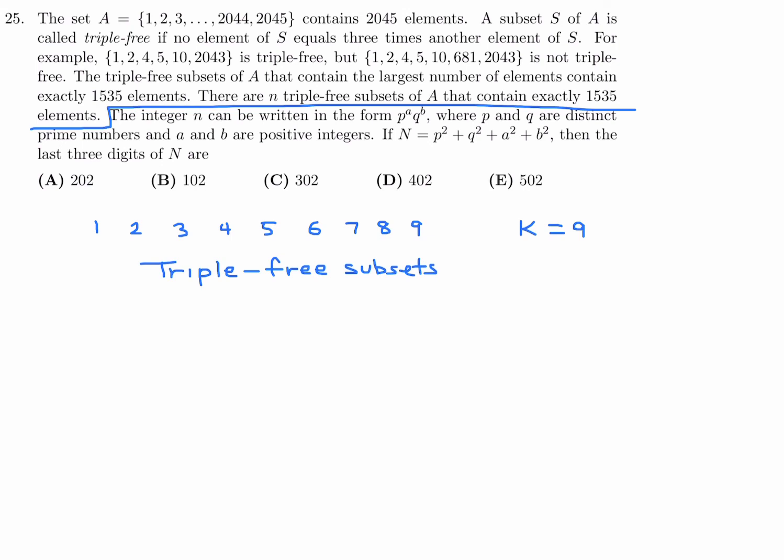Here we go. What you do is you break up this into different groups. The first group starting with 1 and triples. So 1 times 3, 3 times 3, like that. That's the first group. Then you go to the next number, 2, and do the same thing. 2 times 3 is 6. 6 times 3 is 18, but I don't need to worry about 18 because I'm only going up to 9.